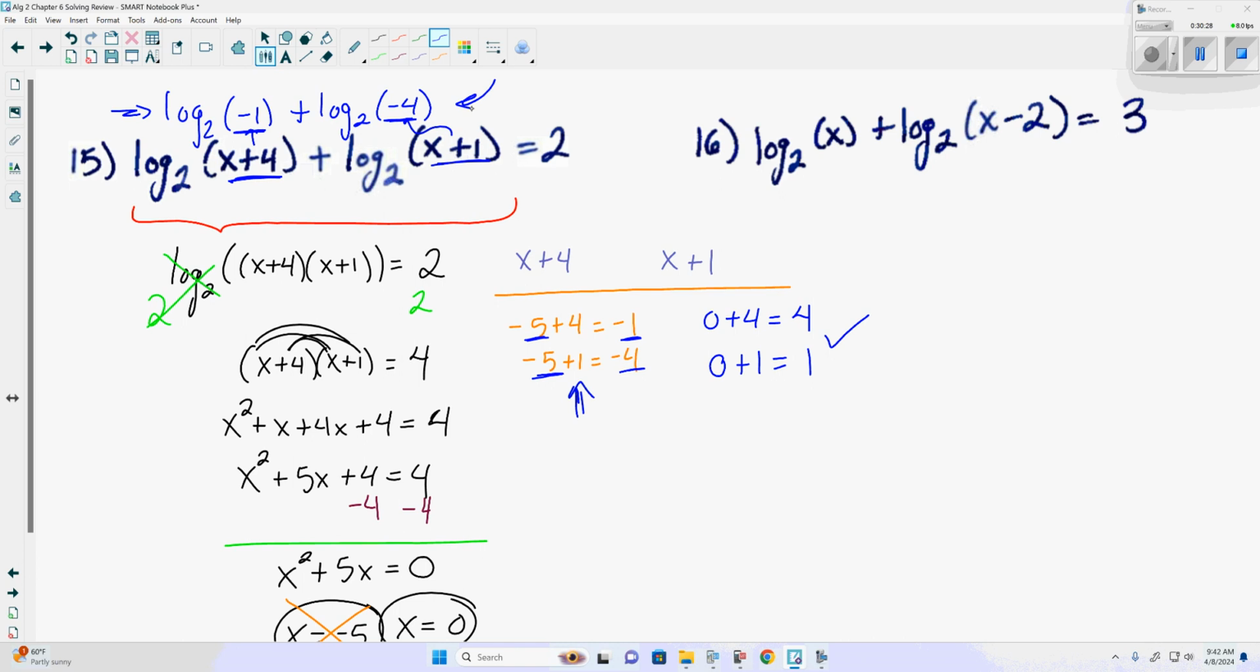Because log base 2 of 4 plus log base 2 of 1. Well, log base 2 of 4 is 2. Log base 2 of 1, as we saw with natural log of 1 earlier, was 0. So 2 plus 0 is indeed 2. It works. Does that make sense?